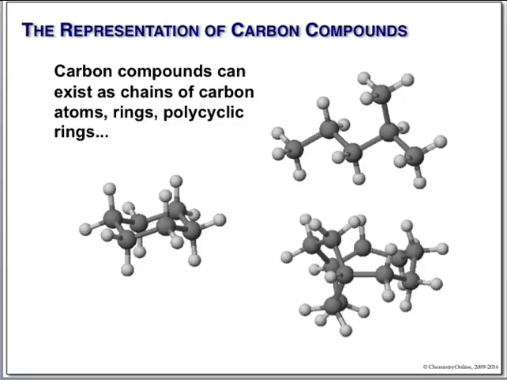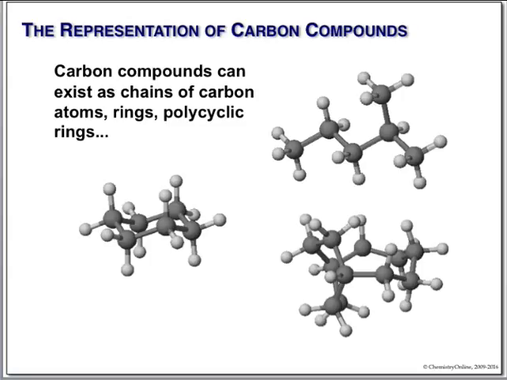Here we have 6 carbons, but it's in a ring. This is called a cycloalkane. Again, all of these bond angles are 109, but because it's in a ring, it's not a CnH2n plus 2. It actually turns out to be a CnH2n. We're not going to talk about that.